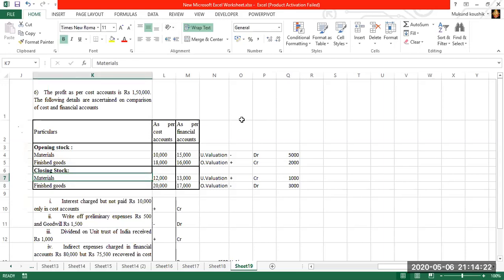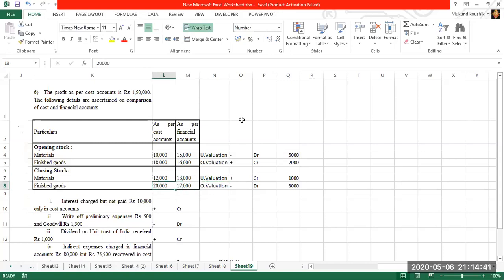Now here closing stock materials are given as per cost account 12,000, as per financial account it is 13,000. Compared to financial account, cost accounting is less. So when cost accounting value is less and financial accounting value is more, we call it undervaluation. So here it is a case of undervaluation. So undervaluation of closing stock means you have to add.